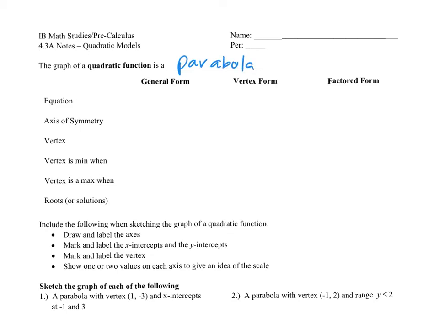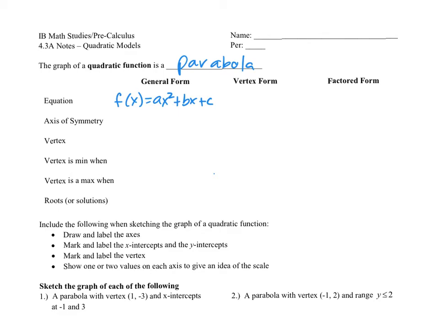So we're going to start with the equation of a quadratic function in general form, and it looks like this. f(x) is equal to ax² + bx + c, where a, b, and c are all real numbers, and of course a cannot be equal to 0, otherwise the quadratic term would drop out.